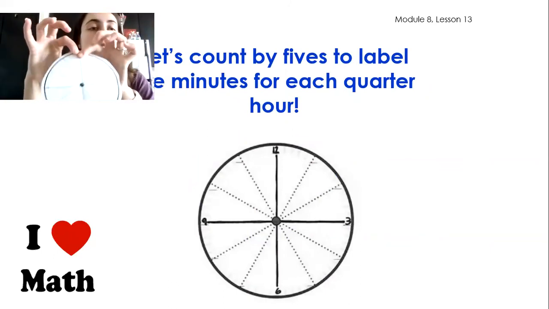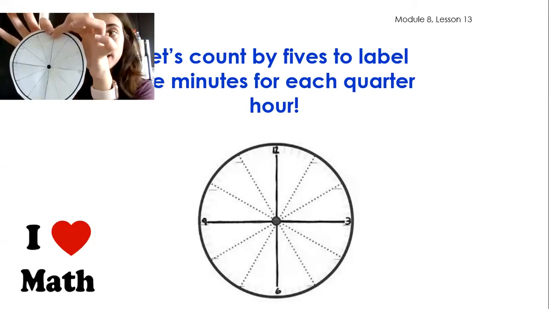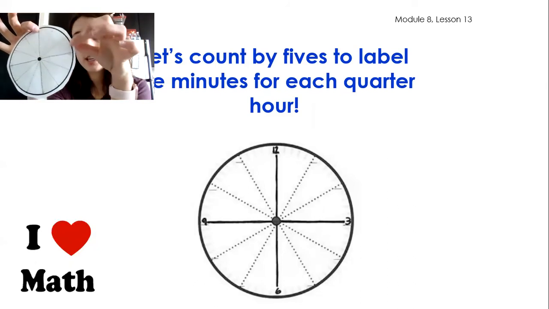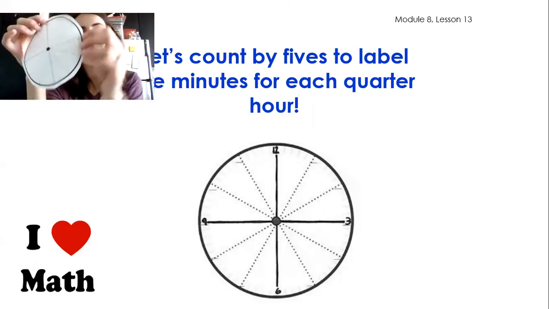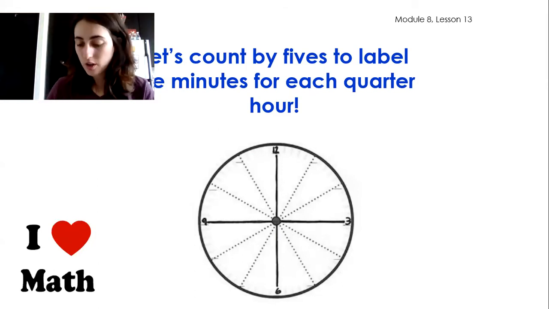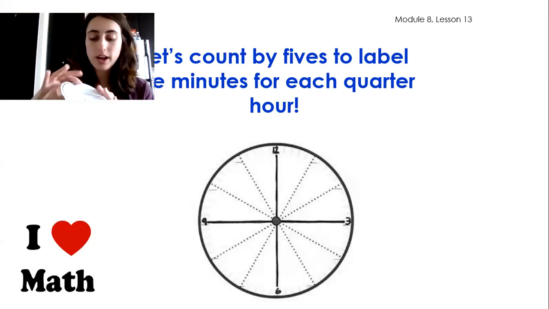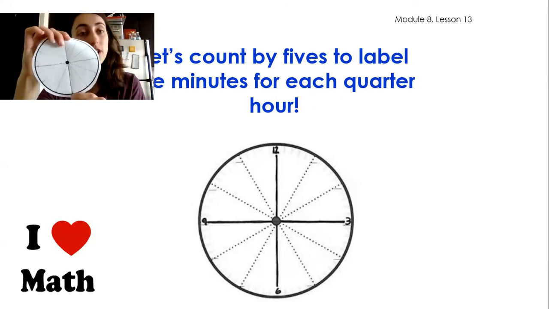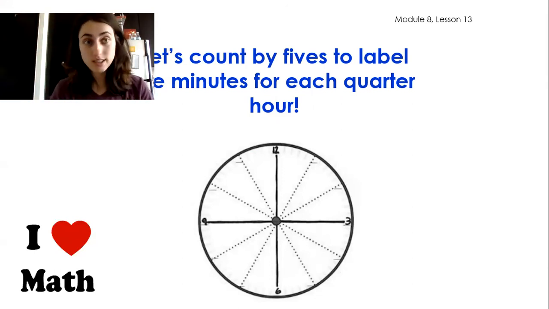So we've got 12. We're starting with 0, right? So 0, 5, 10, 15. I want you to write a little itty bitty 15 on the outside of your clock. Write an itty bitty 15 on the outside of your clock. We're going to keep going around. We're at 15. So 20, 25, 30. We already knew that 30 minutes is at the very bottom. We're going to write 30 on the outside of that little clock.